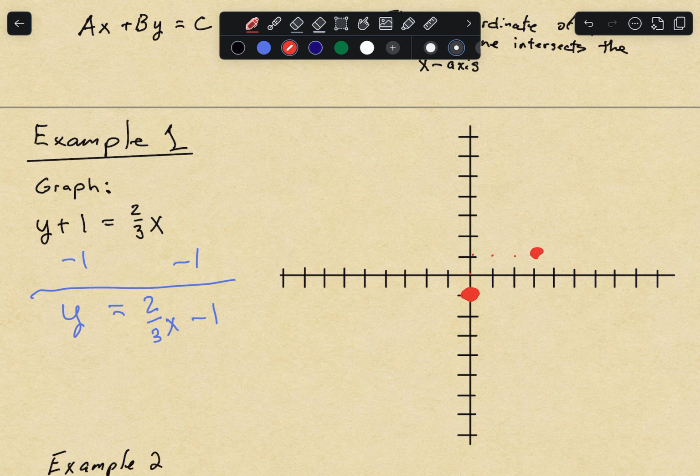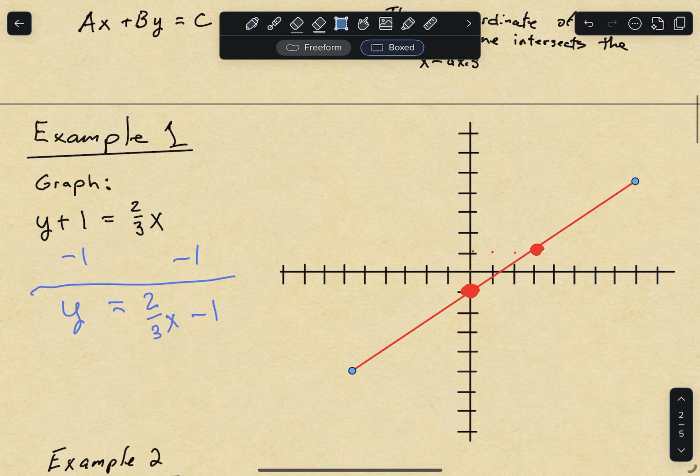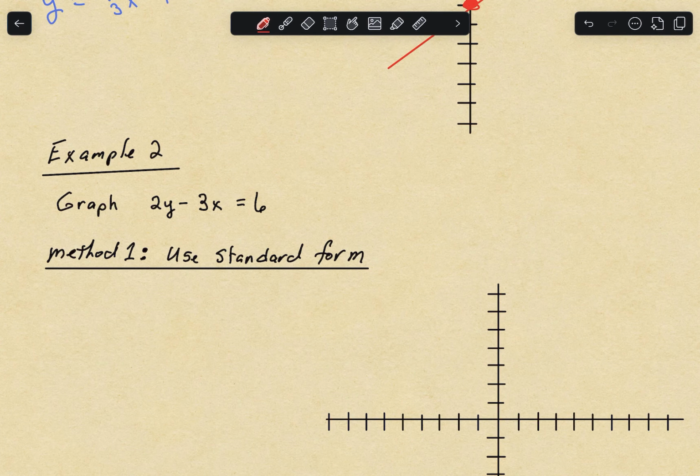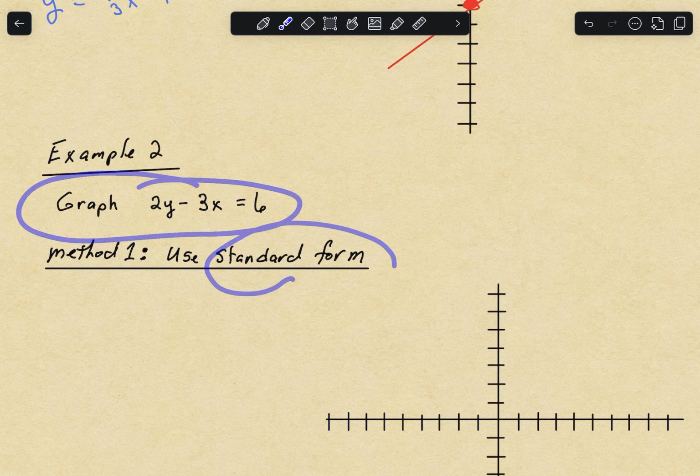And we'll draw that one. I'm drawing these dots very big so you can see them. And then you just draw a line through it. And you've done it. And that's how you do a slope-intercept form graph. Now next we're going to talk about doing it in standard form. Now this is standard form right here.